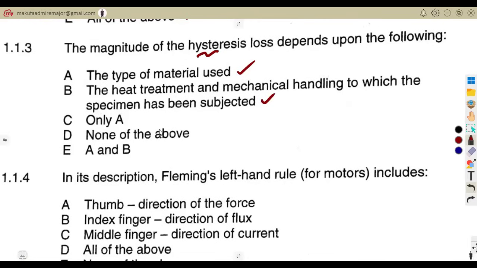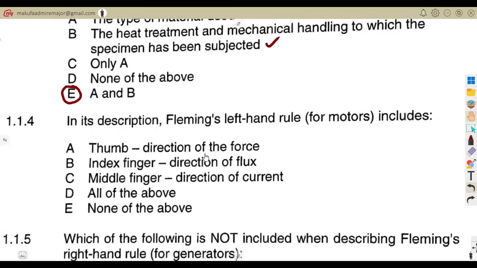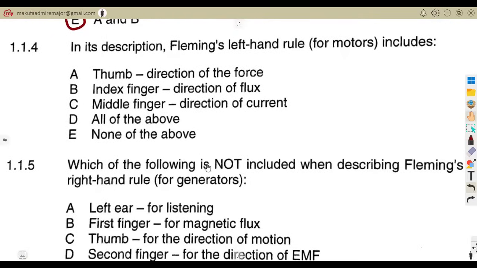Only A, only B, none of the above, or A and B. We're going to see that A and B are our answers there. So our answer was going to be E, where we're talking of A and B at the same time. These two answers do work as what the magnitude of hysteresis loss depends upon. So your answer was not going to be A only or B only, but both A and B.